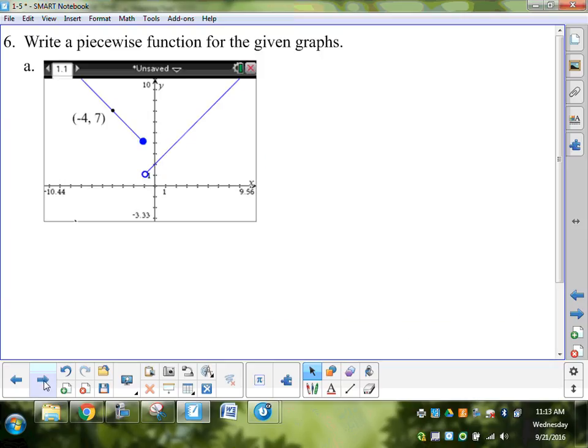We're going to build a piecewise function first. And we may have to go through these a little bit quicker. Look over to 6A. Go over to question 6A.